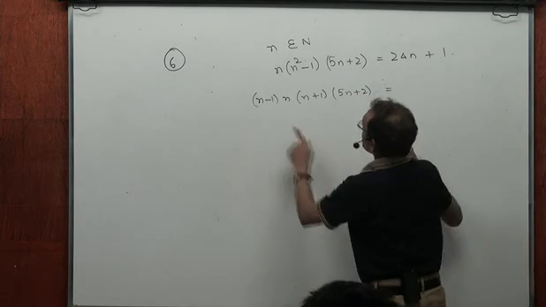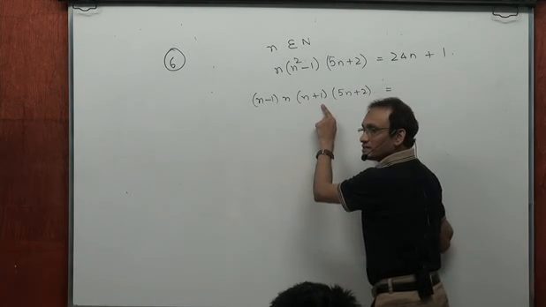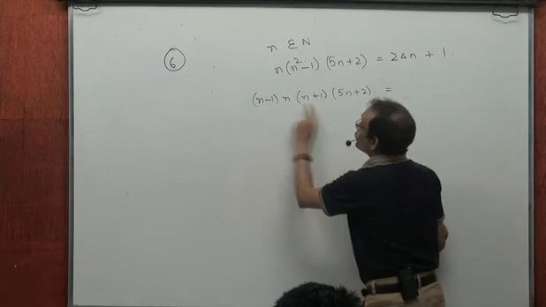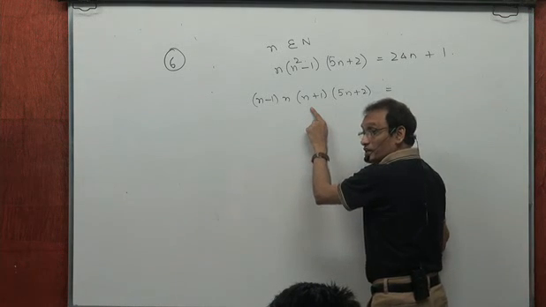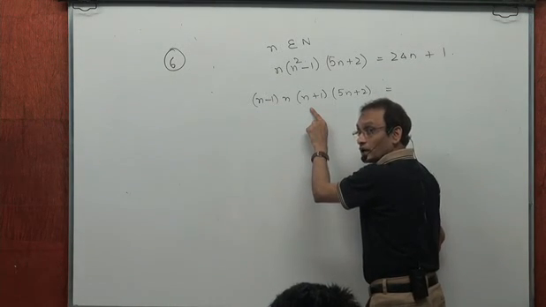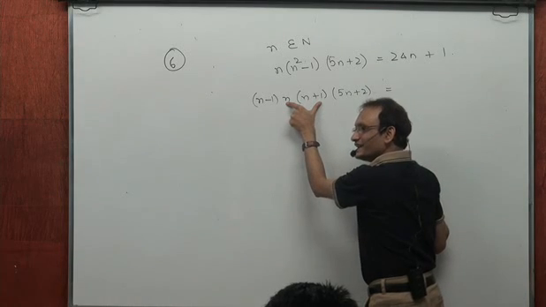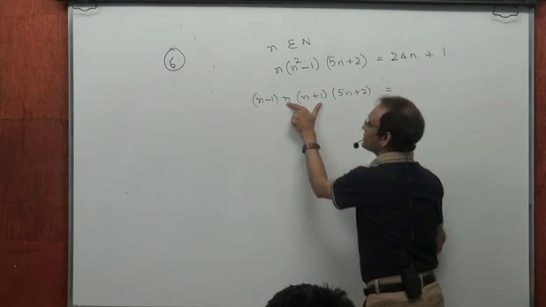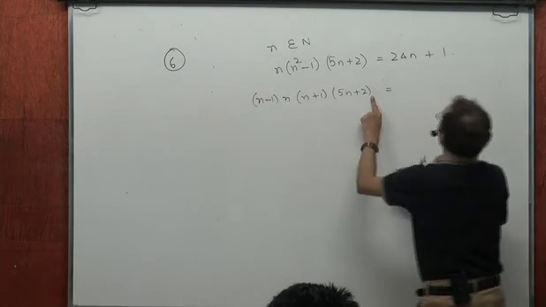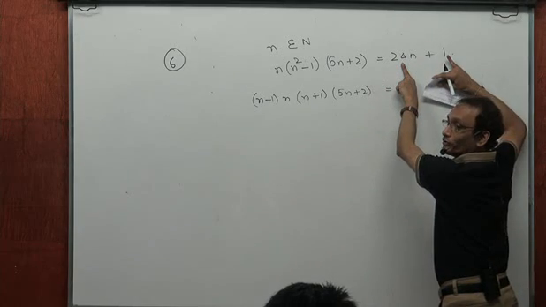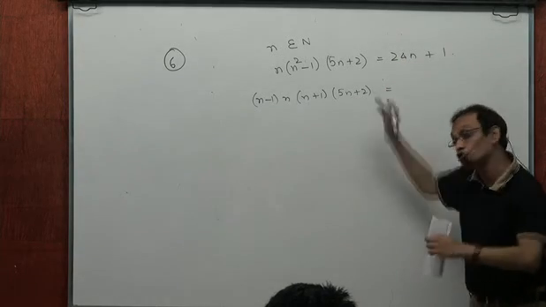Yes, see, these are 3 consecutive numbers. So the product of 3 consecutive numbers must be an even number. Every time you take any 2 consecutive numbers, one of them must be even, right? So the left hand side is even, but the right hand side is odd. So this is not possible.